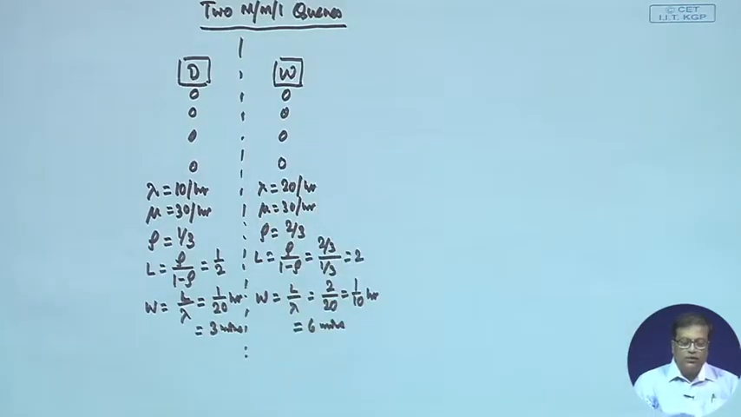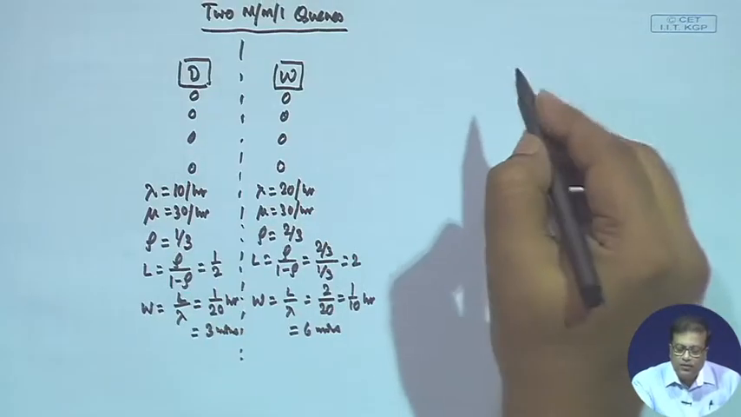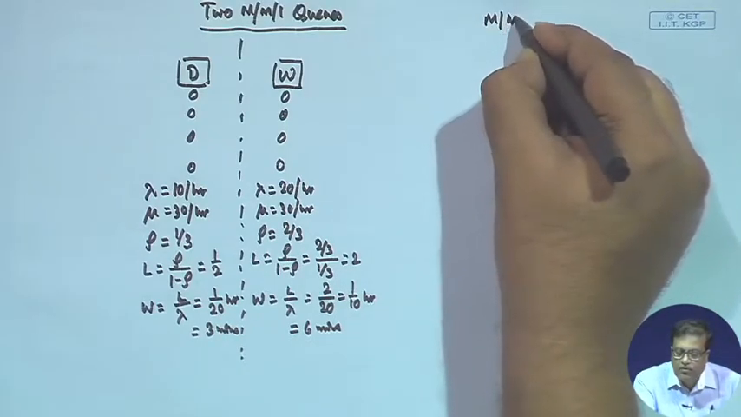Now, when we use what is known as an MM2 queue, what exactly do we do? We combine the two, and we have a system which is an MM2 queue.